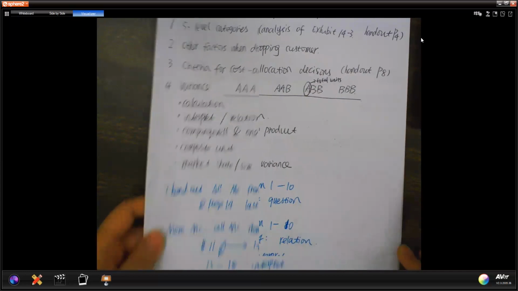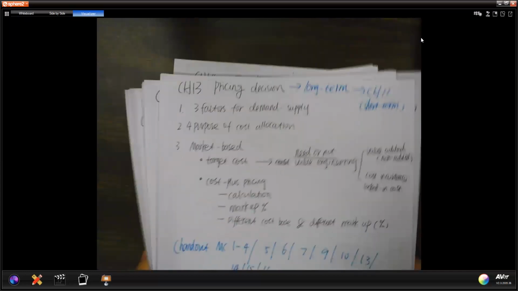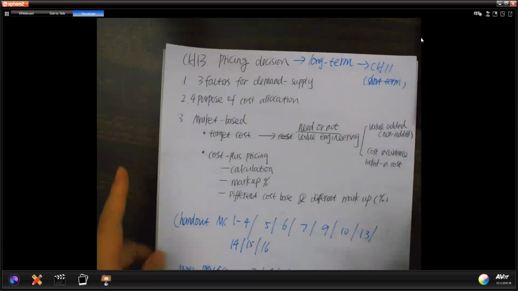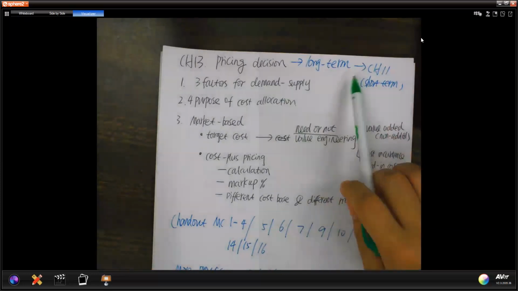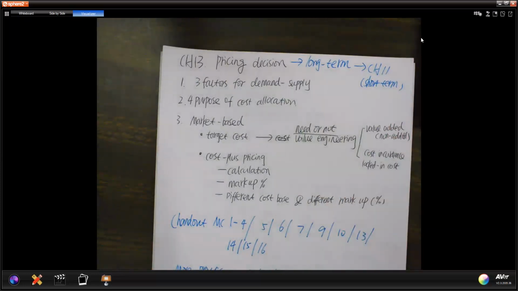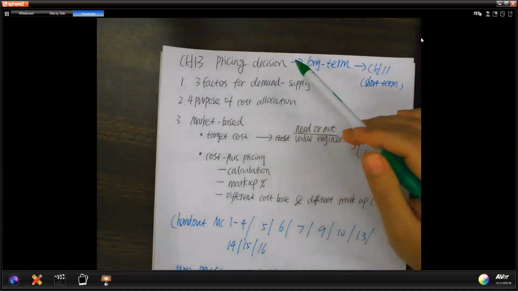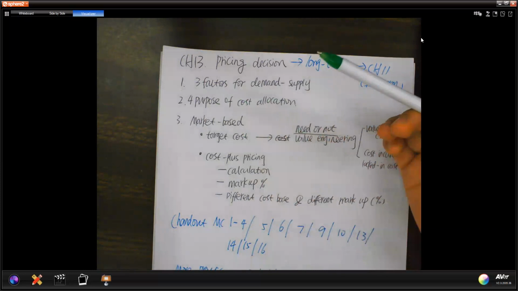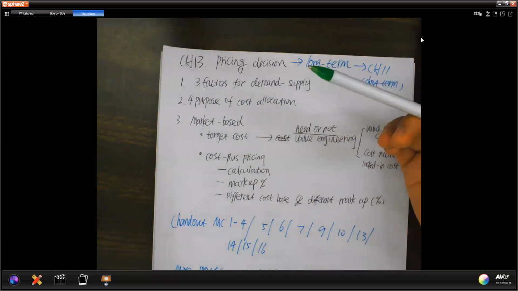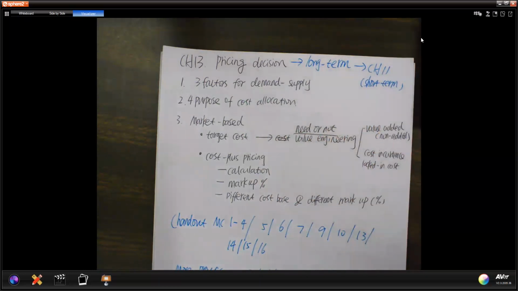Chapter 13, and then talking about pricing decisions. This is a long-term decision. So you think about chapter 11, talking about short-term decision making. We first said there are 3 factors. Remember, cost, the customer, and then competition, right? So under what situation, which one is more important? We said if there is no competitor, you only think about the customer. If there is competition, you cannot really decide the selling price. All you can control is the cost, right?